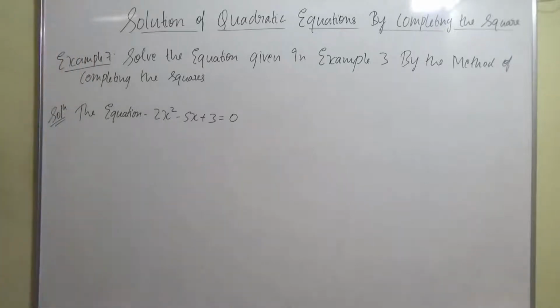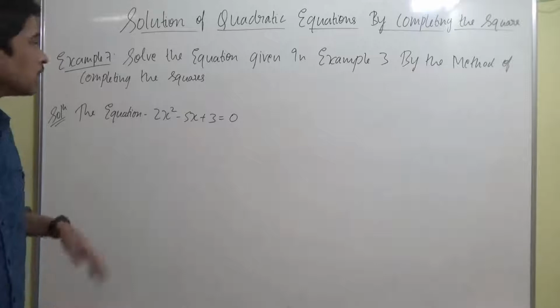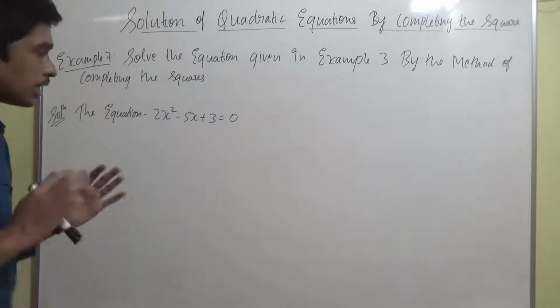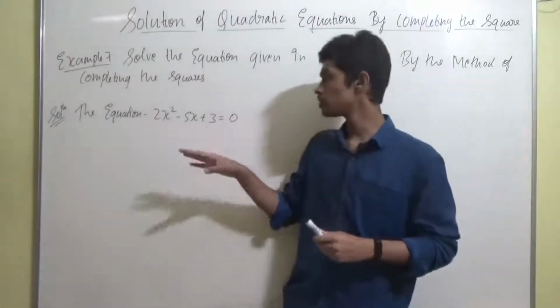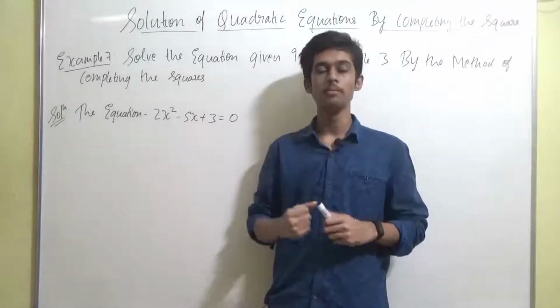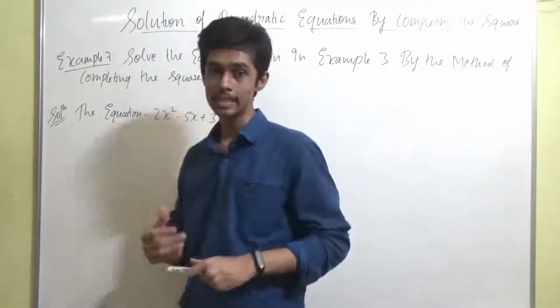Solve the equation by the method of completing the squares. Okay guys, the equation in example 3 was 2x square minus 5x plus 3 equal to 0. Now we have to solve this equation using the method of completing the square. Now I'll teach you guys how to take an equation which is not in the format and bring it to the format from which we can use the completing square method. We can do it in the completing square method easily.